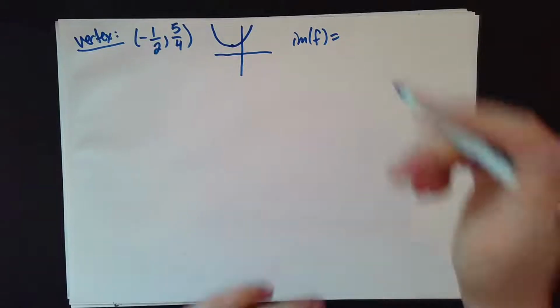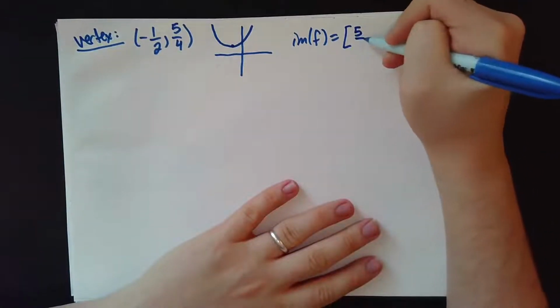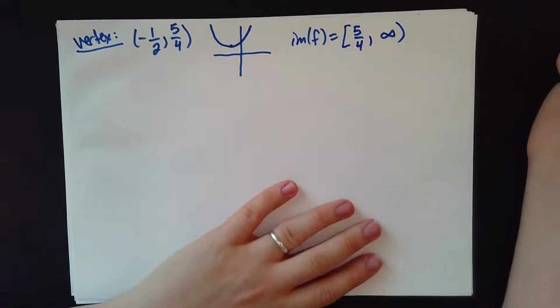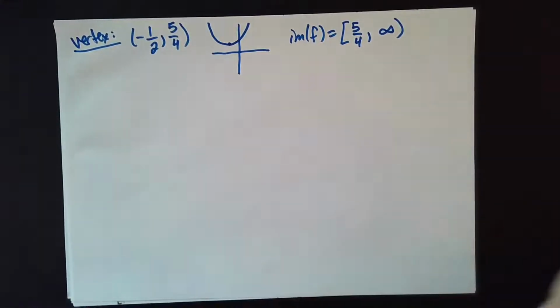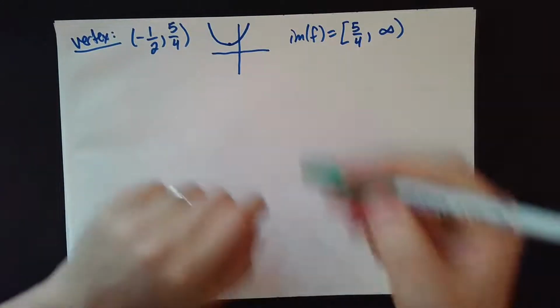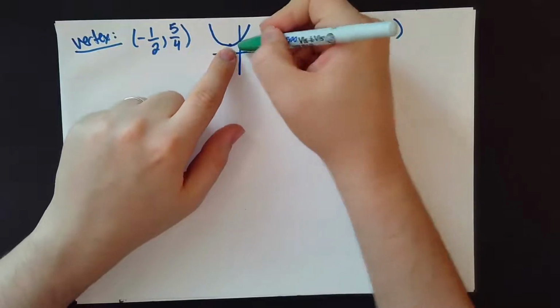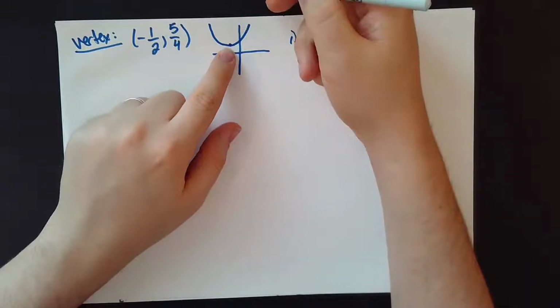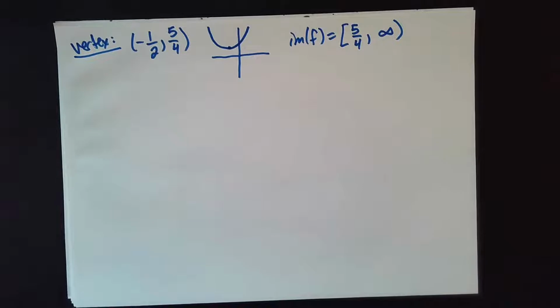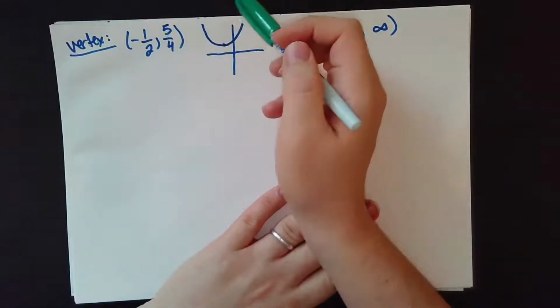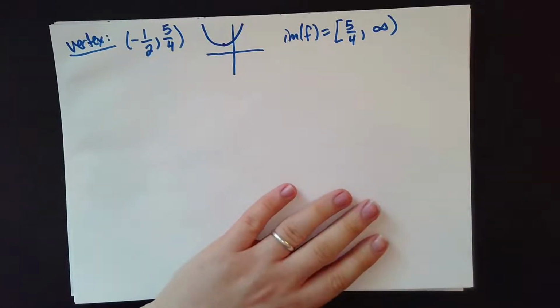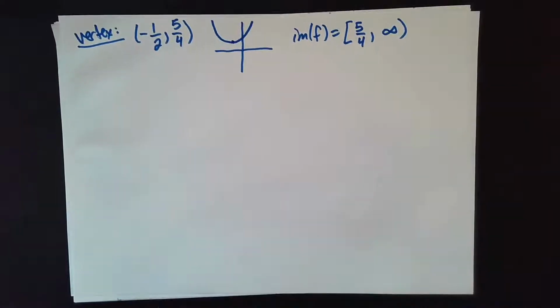Yep, so the closed interval from 5/4 up to infinity. Namely, all the y's that start here at 5/4 and go up. And that's something I know, again, because I'm lucky that I have the graph in front of me, and I'm lucky that I have years of algebra experience to know that this is a parabola, so I know what the graph looks like. And once you know what the graph looks like, the image is free.